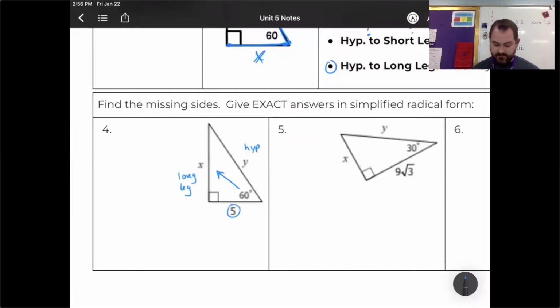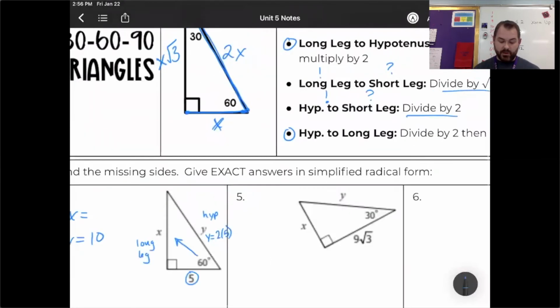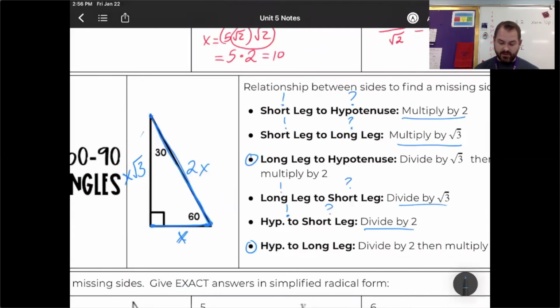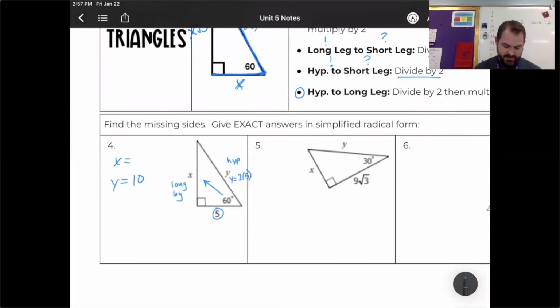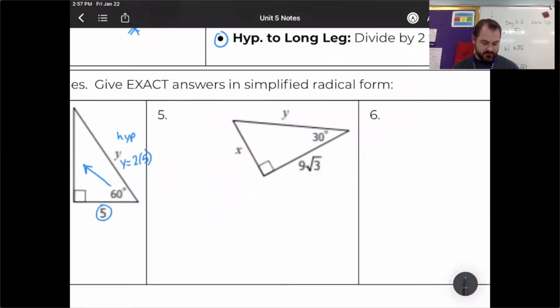We take the short leg and we double it to find the hypotenuse. So y is 2 times 5, or 10. But to find x, that's the long leg. Again, we know the short leg. We're trying to find the long leg, so we multiply by root 3. So that x length is my short leg 5 times root 3, or 5 root 3. And that's how I write my answers. Okay, let's move on to another example.